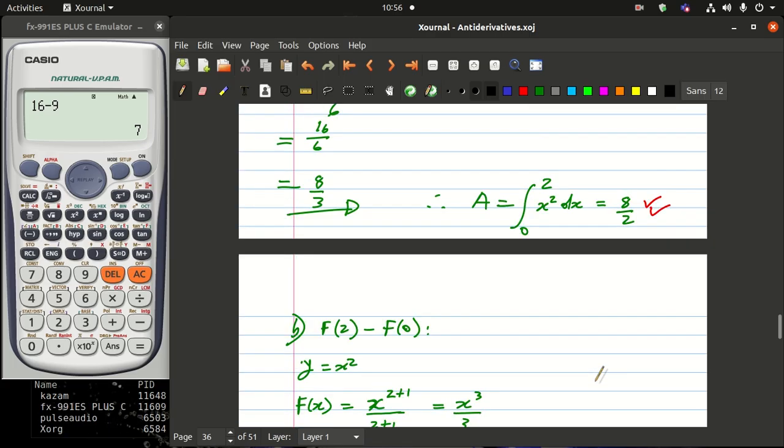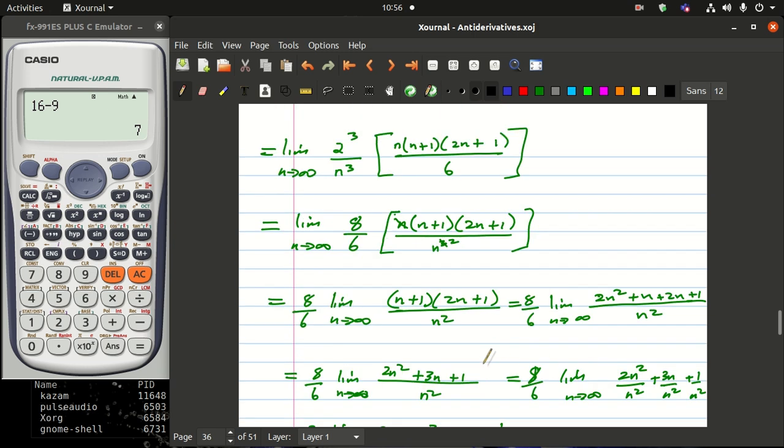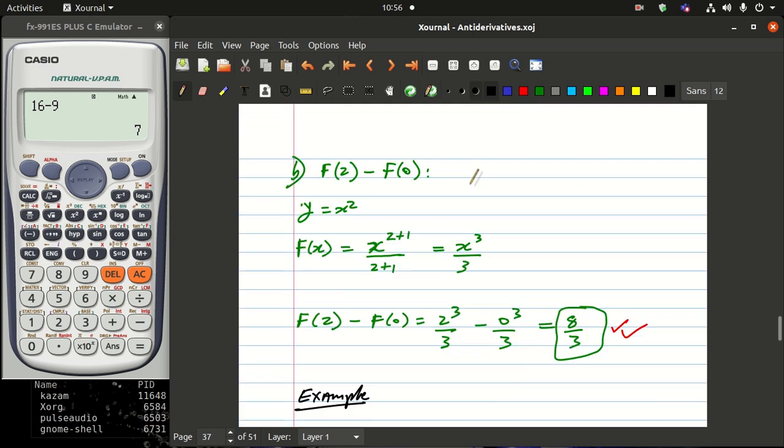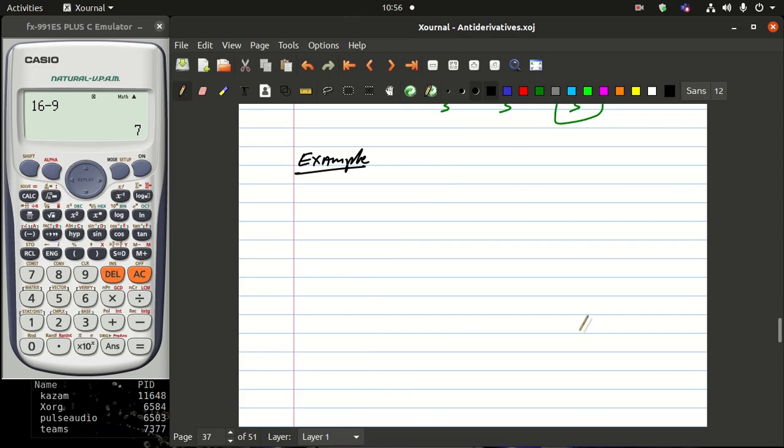But the definition is actually using what I was using, sequence and series. But if it's not specified to use the definition or anything, just always follow this, because you can see that it is not tedious at all. You just have to know antiderivatives by heart. Let's look at another example here.